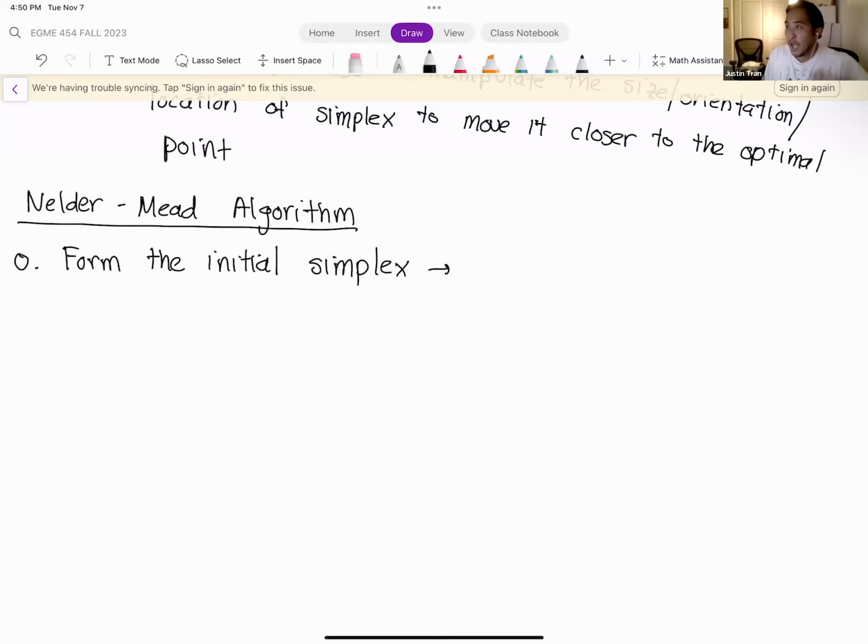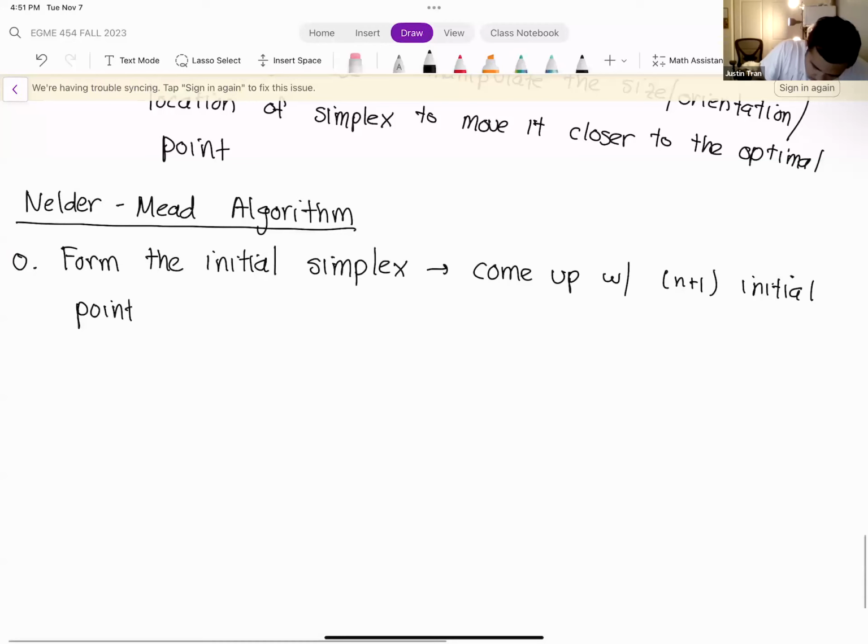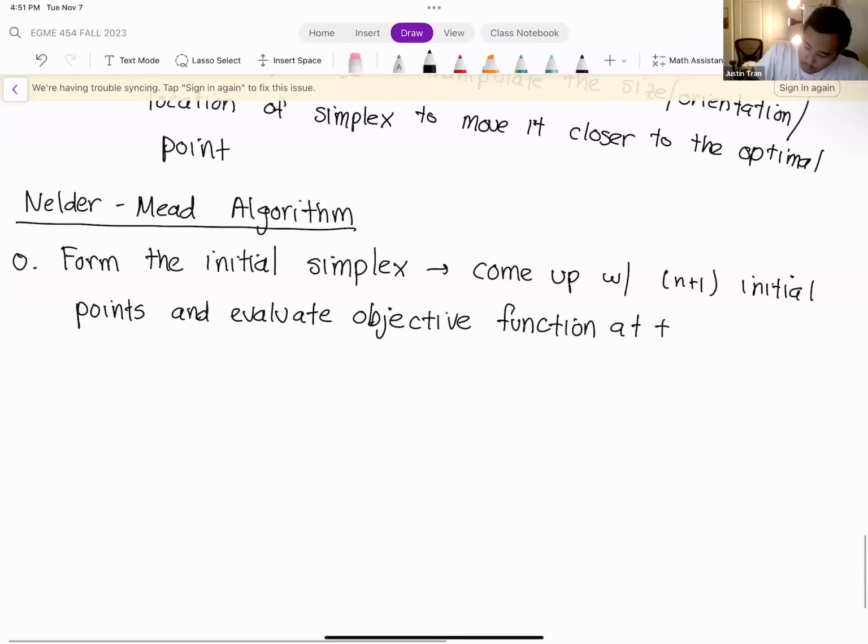And that means we need to come up with n+1 initial points and evaluate the objective function at each of those points. And so we're going to use the example for 2D. For a two-dimensional problem, a problem with two design variables, we need to come up with three initial design points.